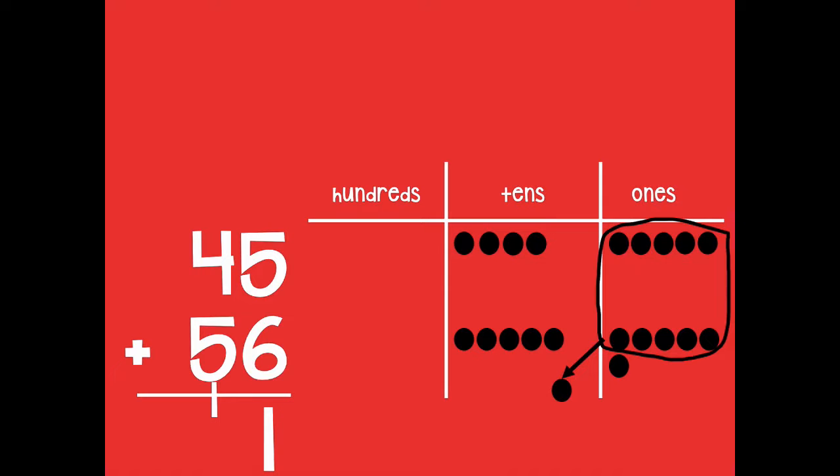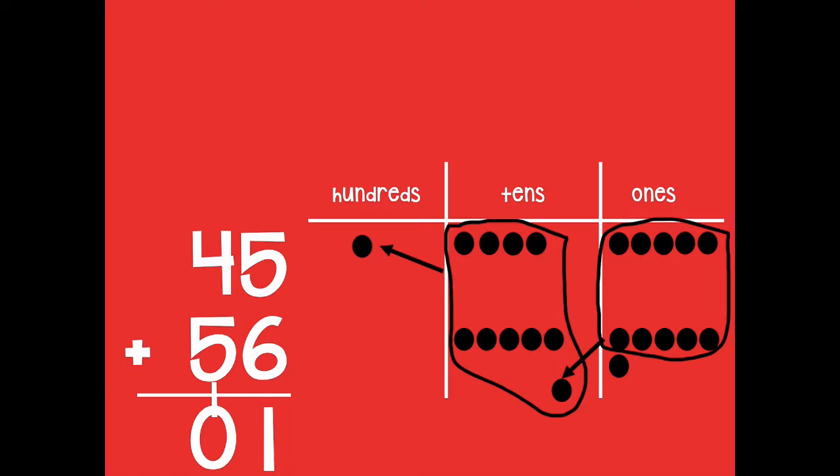Now we can compose our 10s. We can circle those up to make 100. 10 tens make 100. And now we can count it all up. There is 1 one, 0 tens, and 100. The answer is 101.